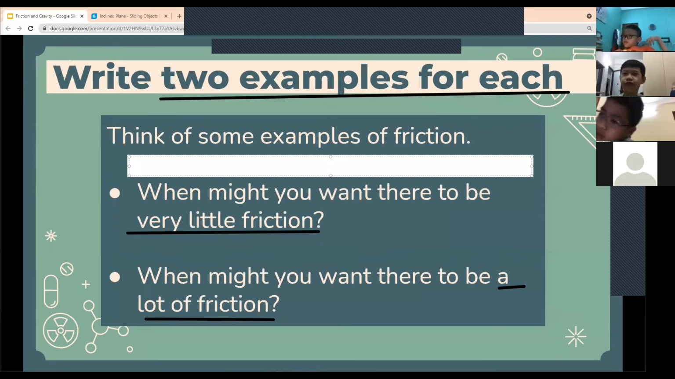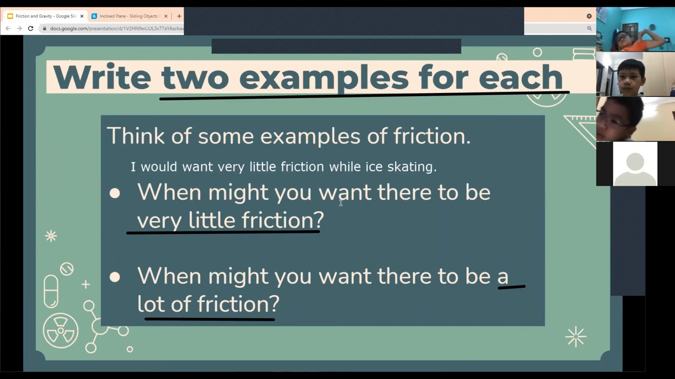Or you could write about bowling, okay? But make sure you're coming up with your own. Don't just copy mine. I would want very little friction while ice skating. That is an example of what you would have to write, okay?